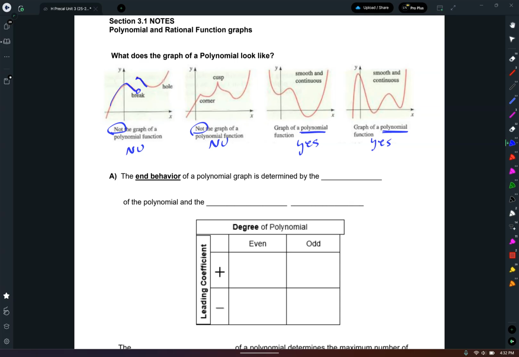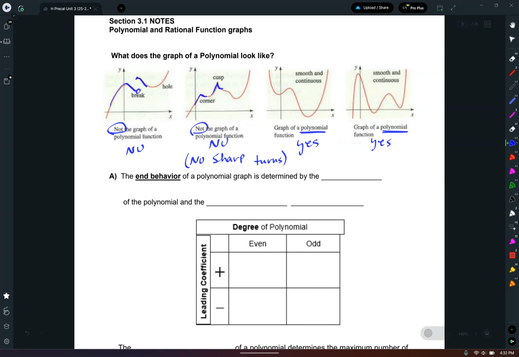The second one is continuous. There aren't any breaks or holes in the graph, but you'll notice what we call a corner, or in other words, some textbooks might call it a cusp. Basically, if there's a sharp turn, then it's not a polynomial. So you can't have any sharp turns in order for it to be a polynomial.